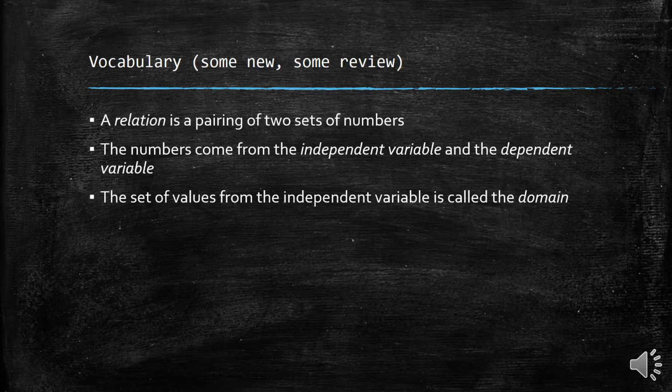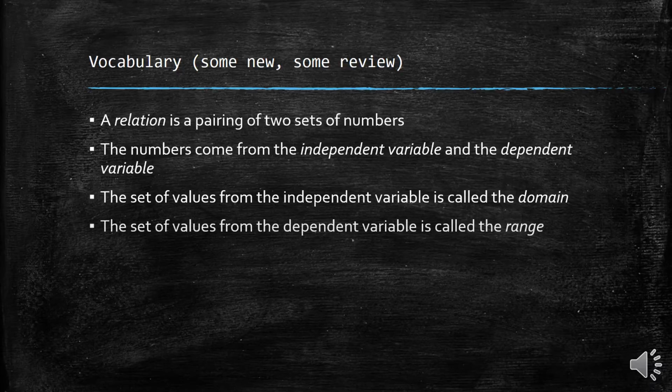The set of values that come from the independent variable is called the domain. The set of values that comes from the dependent variable is called the range. These are two key terms that will be used throughout the rest of the Algebra 1 course.